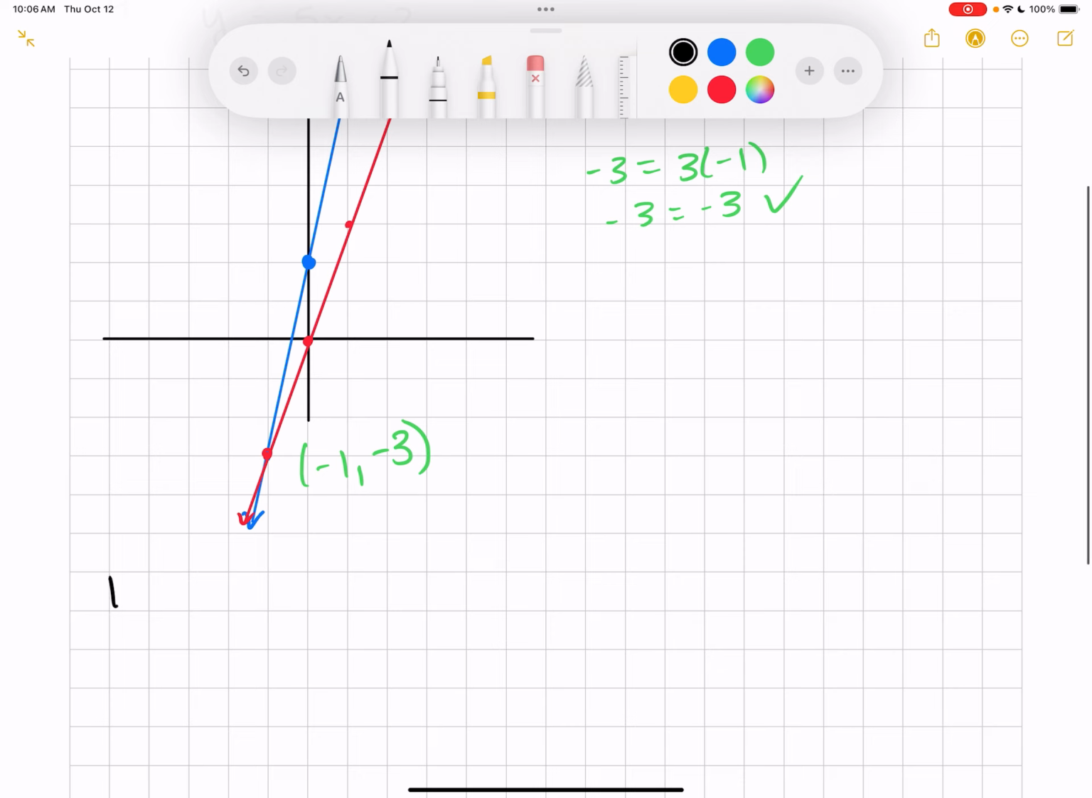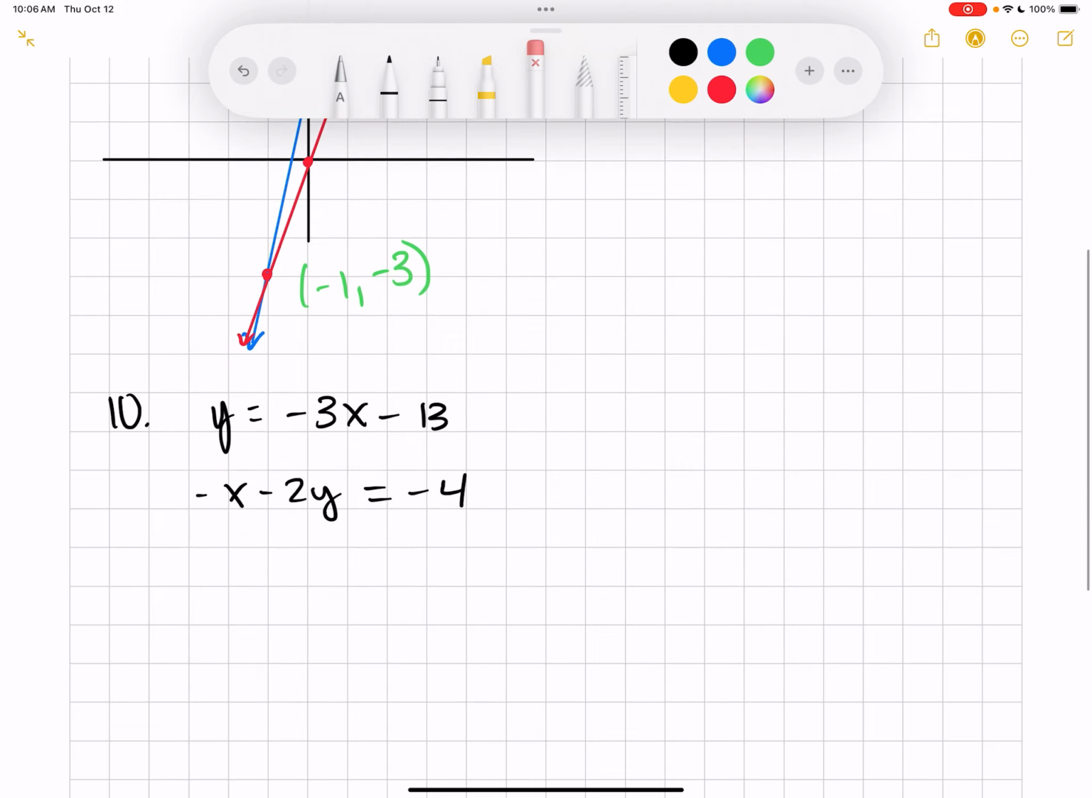Number 10: y equals -3x minus 13, and -x minus 2y equals -4. Sometimes they don't give them to you already in slope-intercept form, so we need to change them. So I'm going to move this over. So -2y is equal to x minus 4, divided by 2. So y equals -1/2 x plus 2.